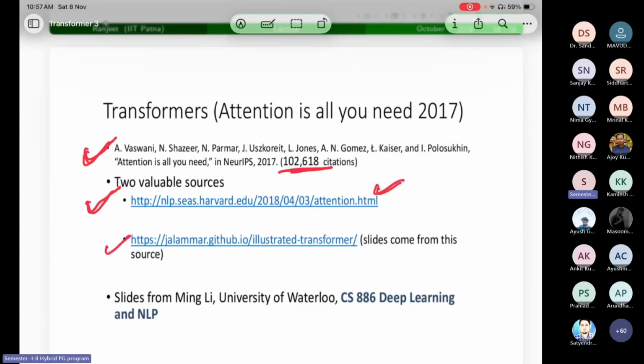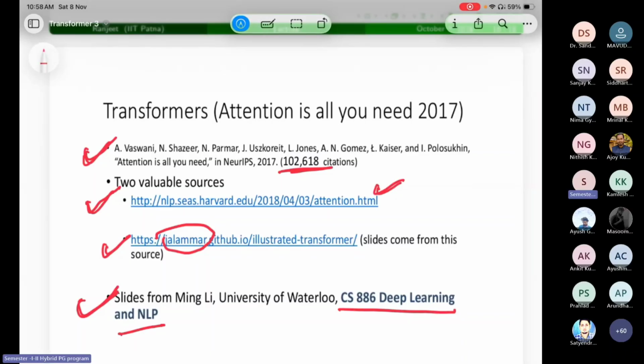And again, Jalma's blog is very popular, and he has explained it in a very nice manner. So you can go through that for understanding this whole thing. You can also go through the CS 886 deep learning and NLP lecture.